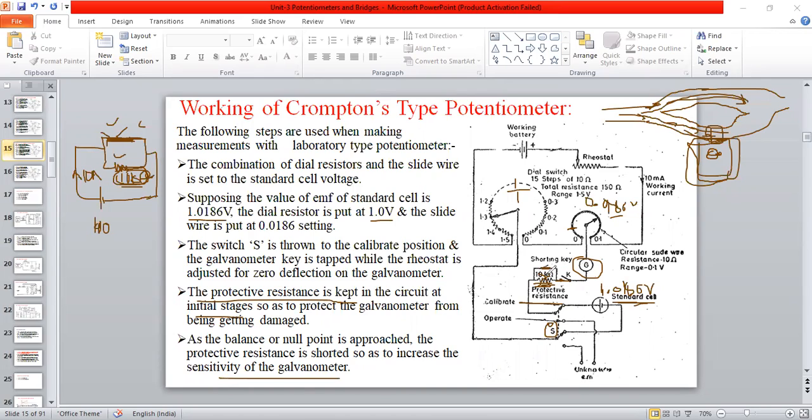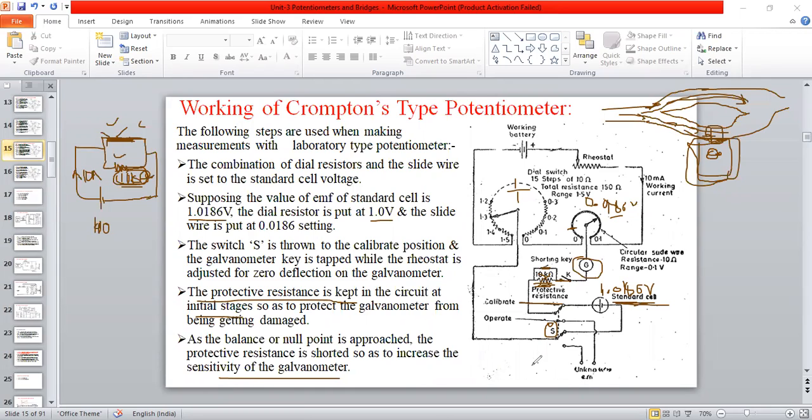Once the null position is approached, we have closed this one here now. So here I have given 1.086 volt here now. Okay, this is the standard cell voltage and this knob, both are matching here now. So that is the standard voltage we are going to call here.